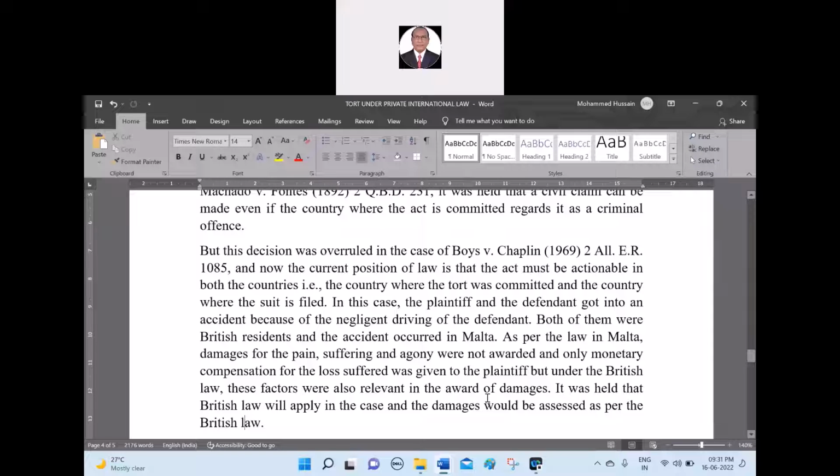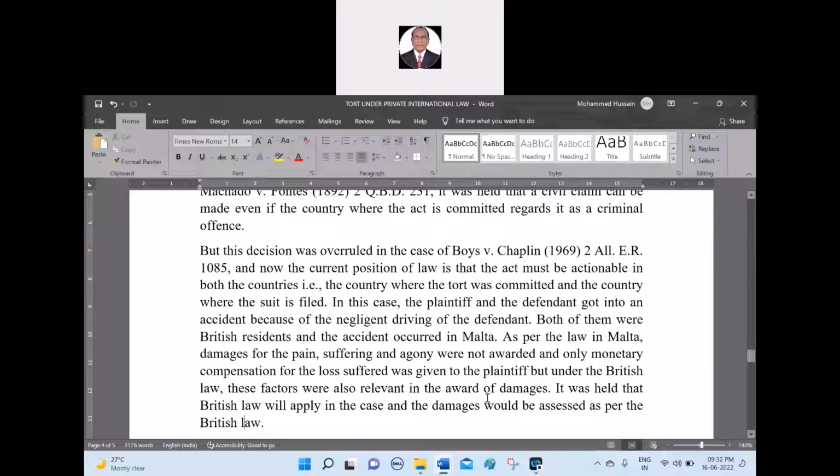The same scenario, I will twist it. Suppose the injury is caused to the Englishman by the Maltese citizen, and the Englishman will file in his own country because Malta is not the convenient forum for him, because he came to Malta as a visitor. Suppose he files a case in Malta, the Malta government says, we give only compensatory damages, we don't give special damages. They don't go against their rule. They don't go against their statute.